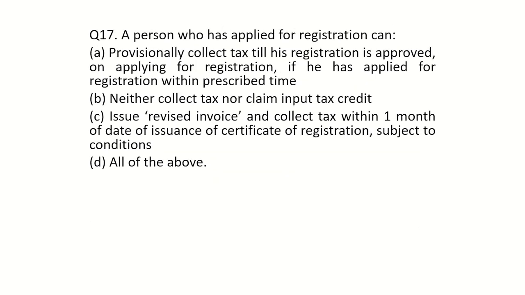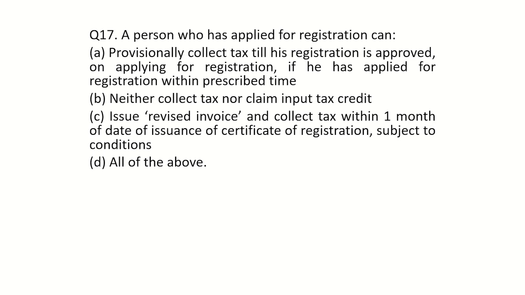A person who has applied for registration can, options given are, provisionally collect tax till his registration is approved on applying for registration, if he has applied for registration within prescribed time. Second, neither collect tax nor claim input tax credit. Third, issue a revised invoice and collect tax within 1 month of the date of issuance of certificate of registration, subject to conditions. And all of the above.